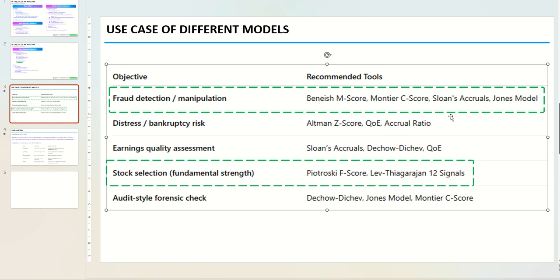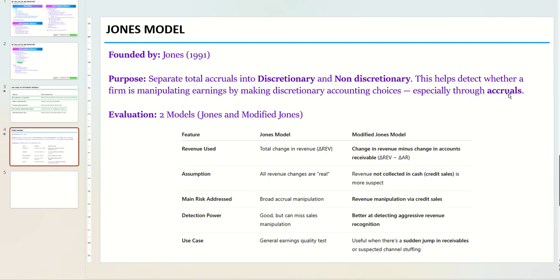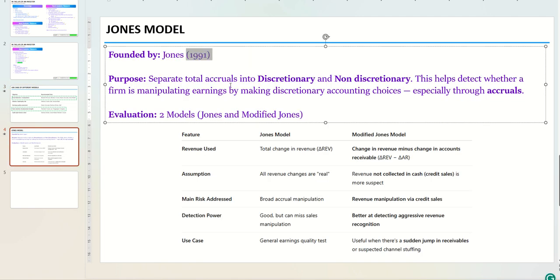With the discussion of this Jones model in this video, we complete this sub-series on financial forensics. So very brief about the model. It was founded by Jones in 1991. It is mainly to divide the accruals into two types, discretionary and non-discretionary. What is the choice that the accountant or the management takes in terms of accruals? This way they try to find out whether the firm is manipulating earnings through discretionary accruals, through choices.